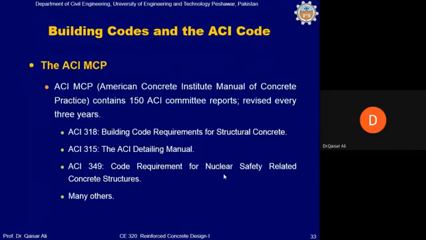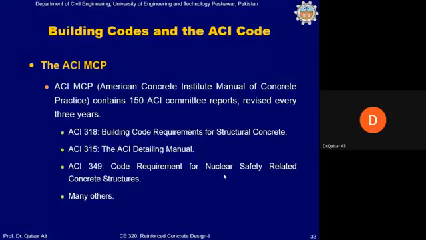Now, pay attention. ACI MCP is a document which gives you recommendations and provisions on different topics associated with concrete. For example, within the ACI MCP, you will find ACI 318, ACI 315, ACI 349, and several other reports and codes. So ACI MCP is a mother document on concrete. It is a basic document on concrete. Anything that you want to find on concrete, you can find in ACI MCP, Manual of Concrete Practice.